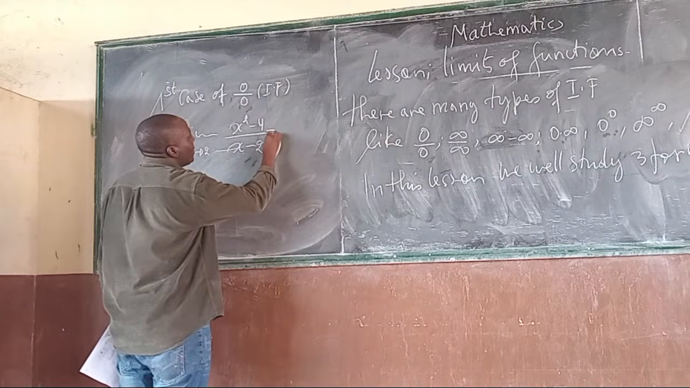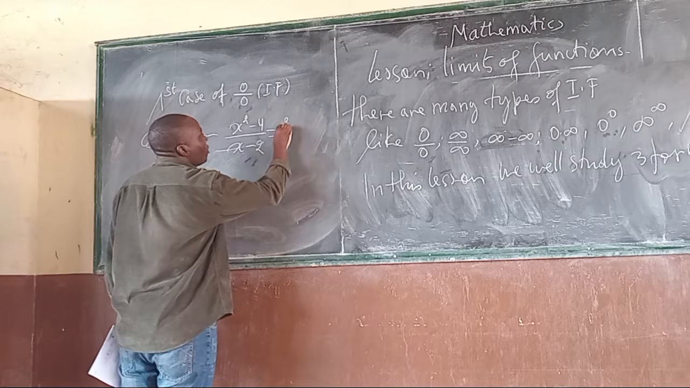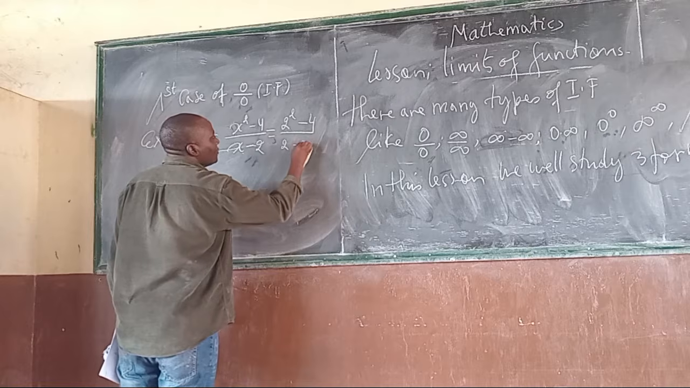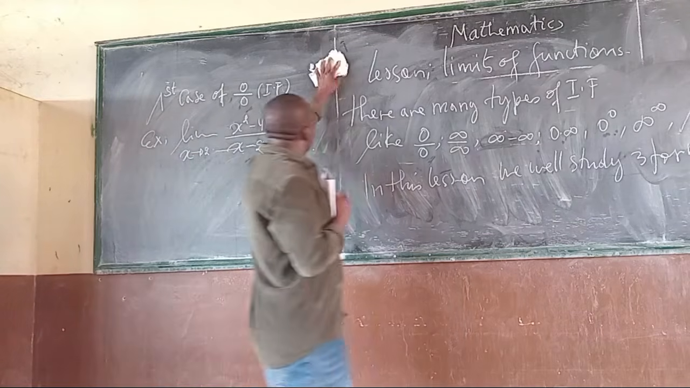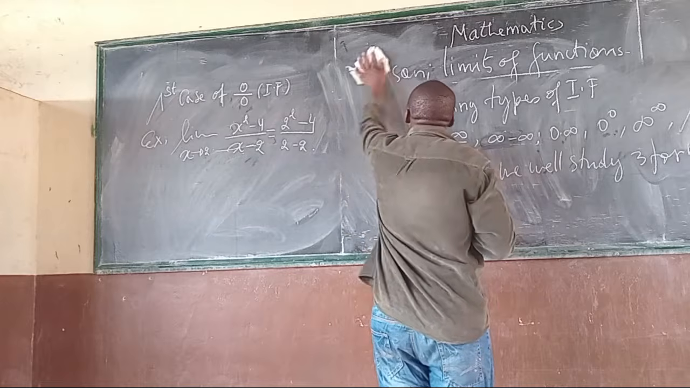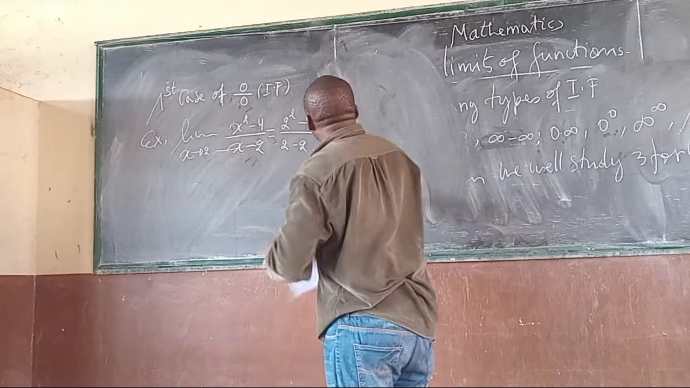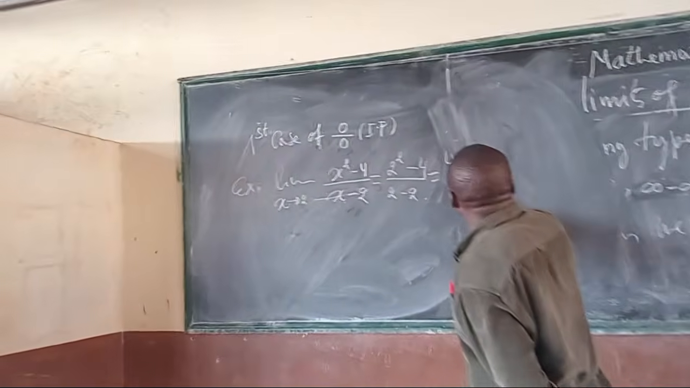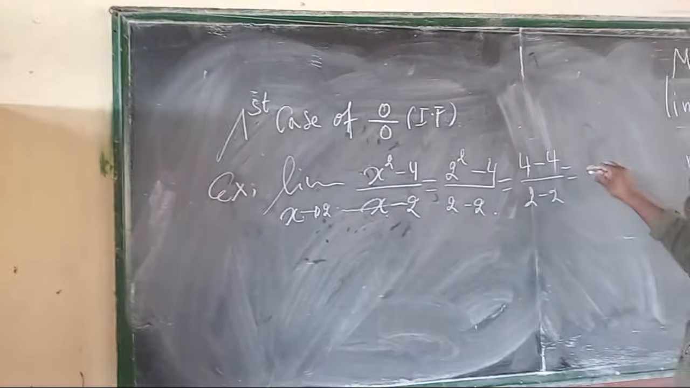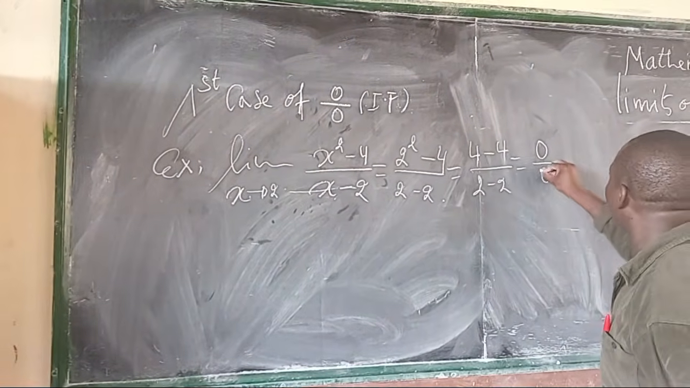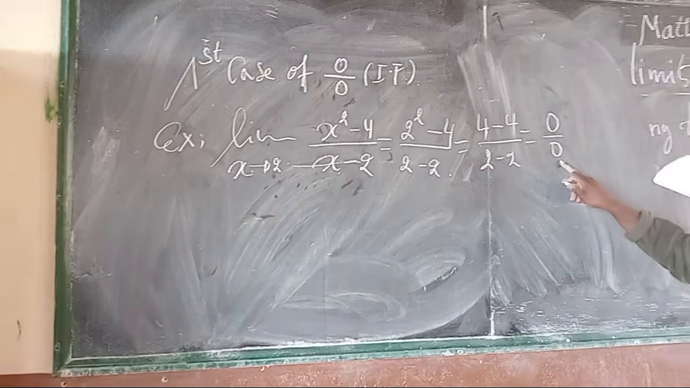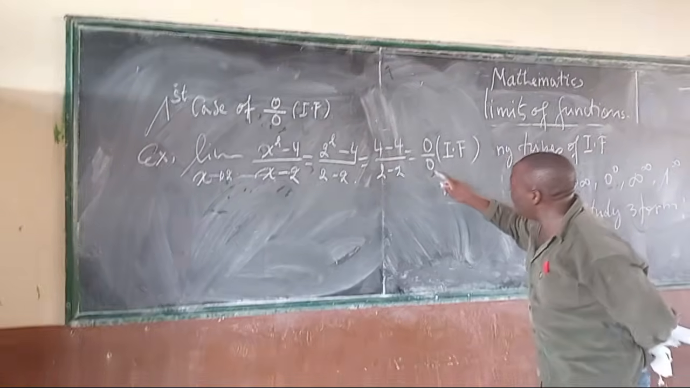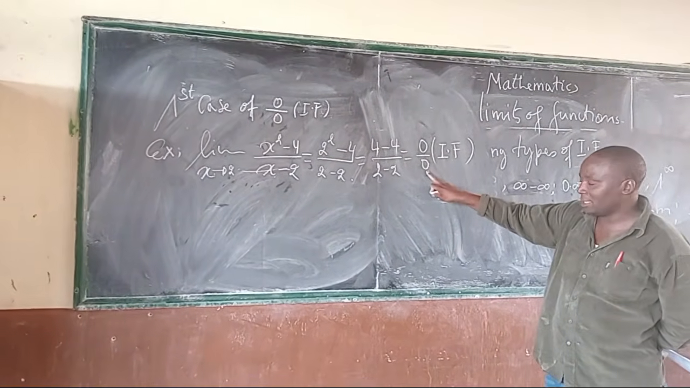Then I do like this one. I get 2 power 2 negative 4 out of 2 negative 2. Teachers, as you see here, 2 power 2 equals 4. Here I am remaining with 4 negative another 4, out of 2 negative another 2. I get the final one as 0 out of 0. This 0 out of 0 is what we call indeterminate form. This form cannot have mathematical meaning, teachers.